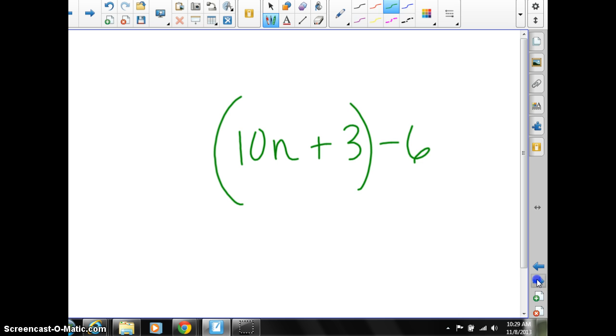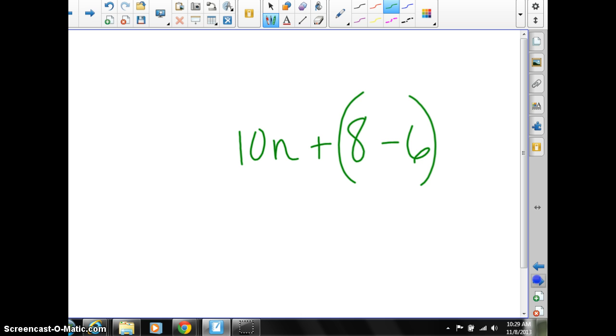Now, if this same problem, let's just say I had 8 here, if I put parentheses around this, what would I do first? That. 8 minus 6 is 2. So it's kind of like saying 10n plus 2. Now we're going to talk more about order of operations next week.